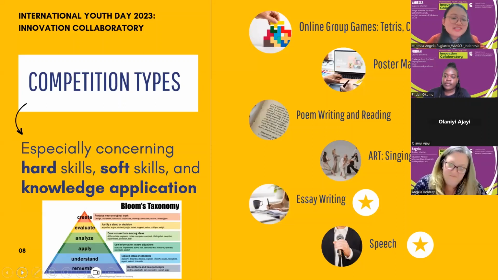So as what I said before, these are the competition types that we may have. For instance, online group games like Tetris and chess, then poster making, poem writing and reading, and then art like singing, dancing, and drawing. Then we may have essay writing as well. Lastly, speech. So those are the examples of the competition types that we may have.